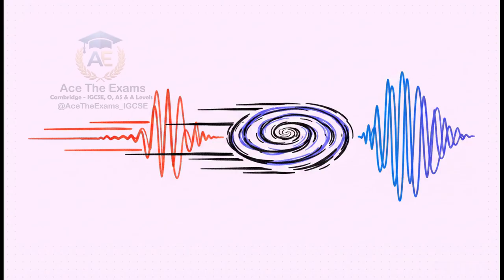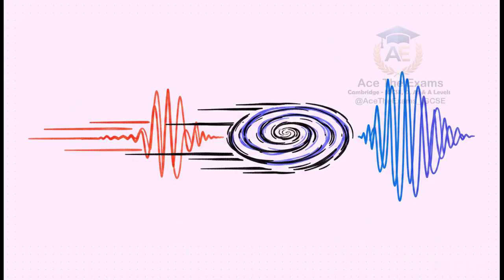Think about an ambulance siren. You know how it drops in pitch as it drives away from you because the sound waves are stretching out? The exact same thing happens with light. When a galaxy is moving away from us, its light waves stretch into longer, redder wavelengths.